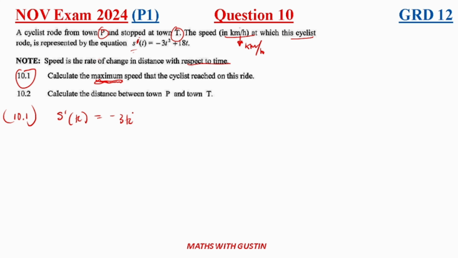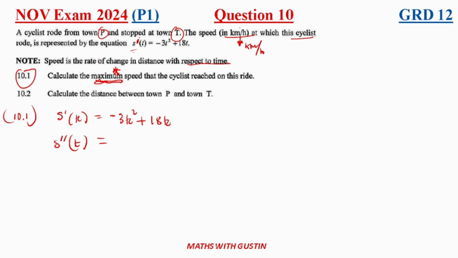However, guys, can you see that this equation represents the speed? But what are we looking for? We're looking for the maximum speed reached. So we need to get the time of the maximum. So what do you do now? We must take the second derivative and equate it to 0.